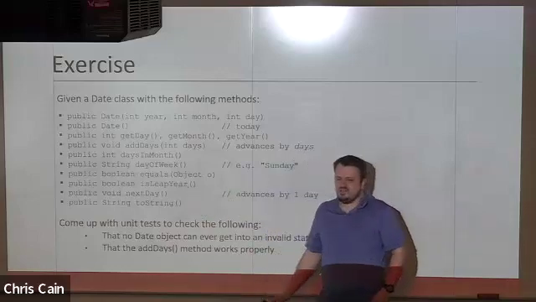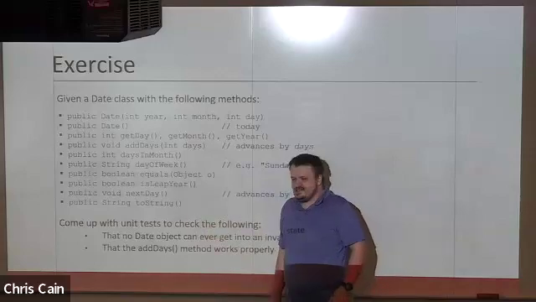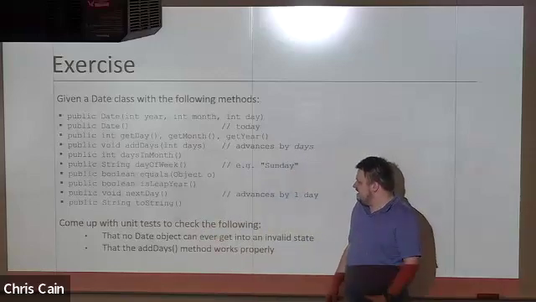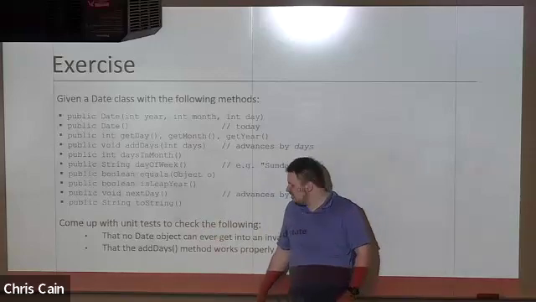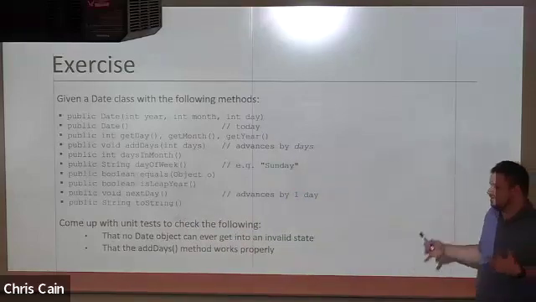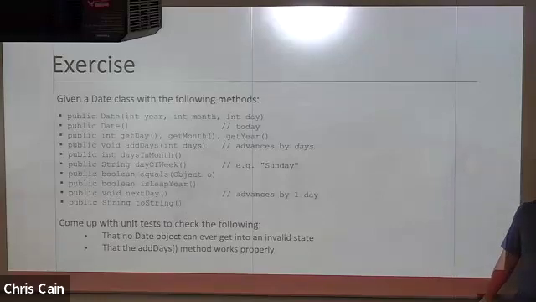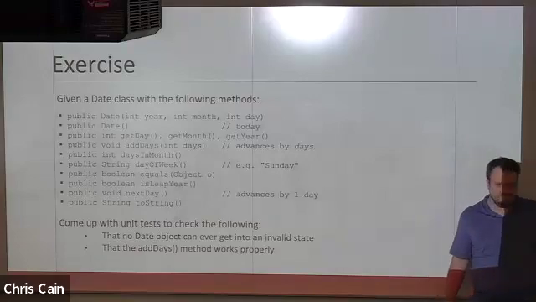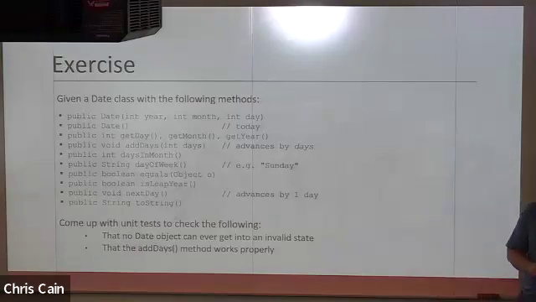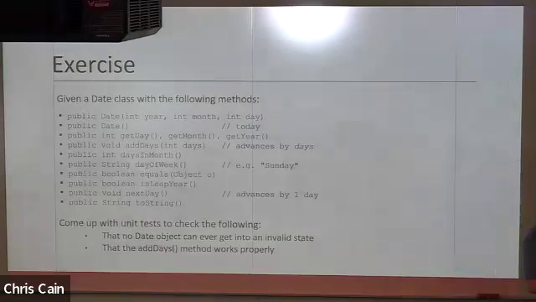Is leap year will return yes or no as to whether or not the current year is a leap year. Next day advances to the next day, adds one day to the current day, and the toString will find some nice pretty way to print what date it is. So you would expect that today, for instance, would be January 17th, 2024. So what we care about: think about and design some unit tests.